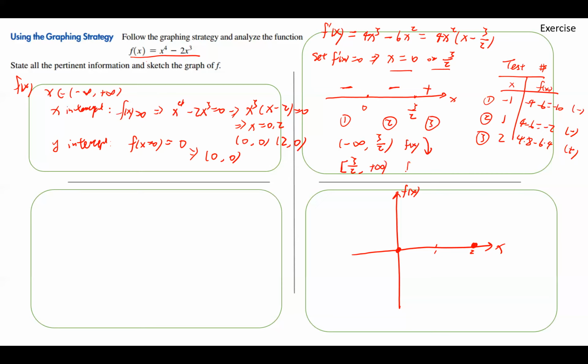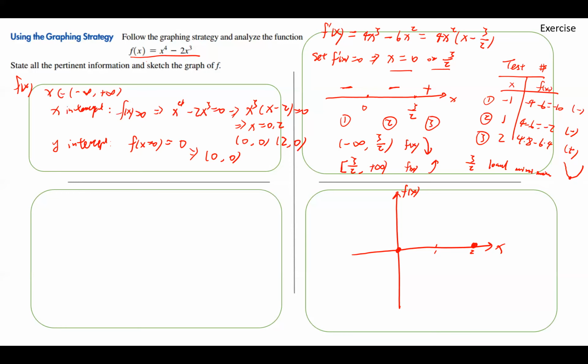Now in this region, f of x is increasing, right? So it's increasing, and 3/2 is our local minimum, right? Why do I know it is a local minimum? Because it is first decreasing and then increasing. So it's a minimum point, a local minimum, right? So this is what we know about this function itself.